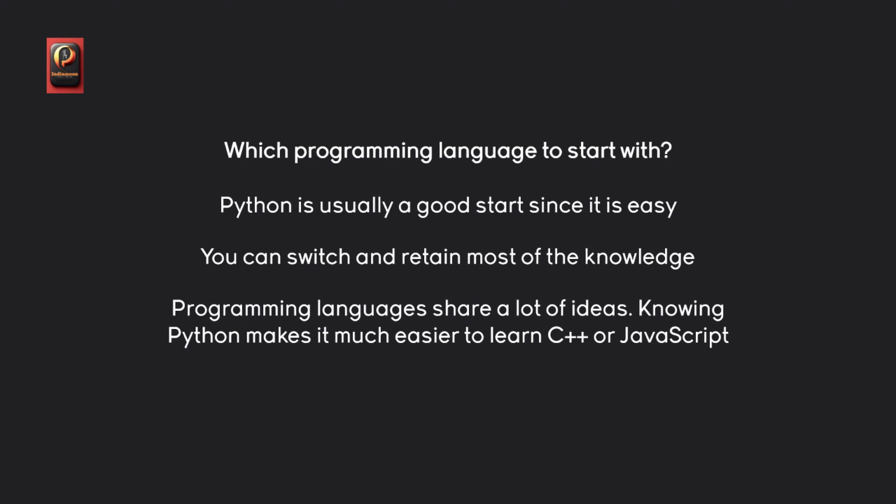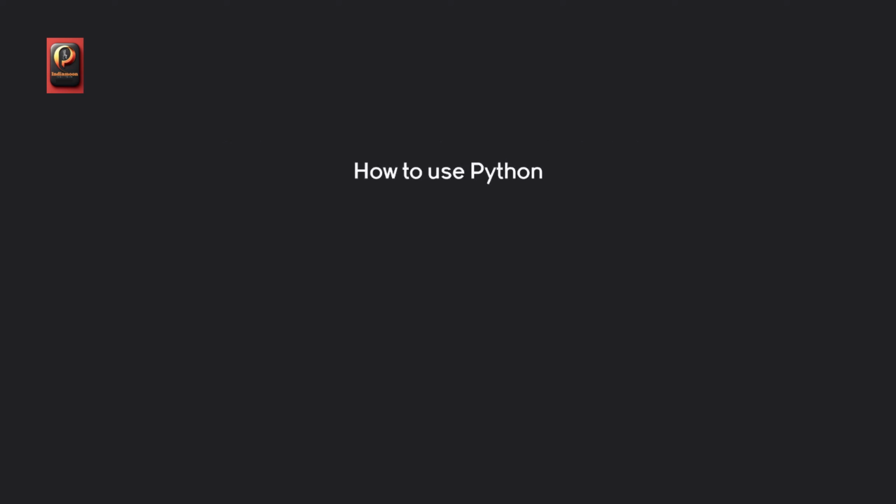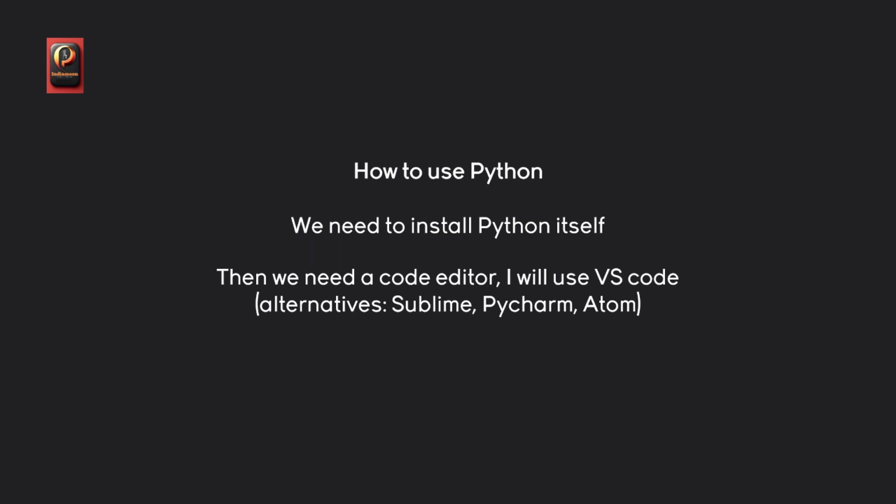Alright, now with all of that, we have to talk about how to use Python. And there are two steps to that. Number 1, we have to install Python itself. It's just going to be another file on your computer. After that, we are going to need a code editor. I am going to use Visual Studio Code or VS Code in short, which is, I think, the most popular code editor. Although there are quite a few alternatives. Sublime, PyCharm, and Atom are really popular ones as well, and there are loads more. If you already know some coding and you have a code editor that you really like to use, you can totally keep on using that one.